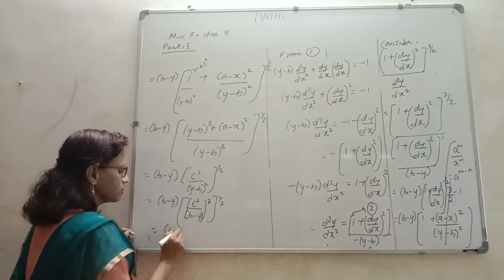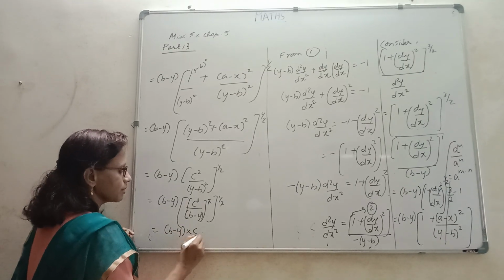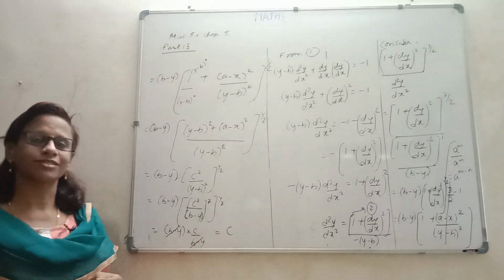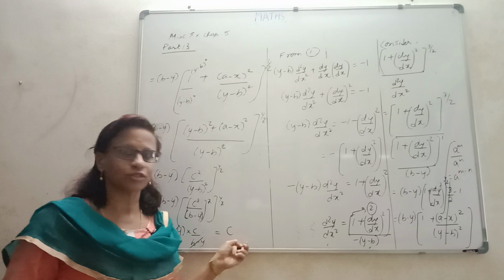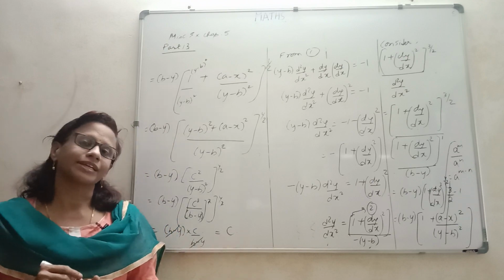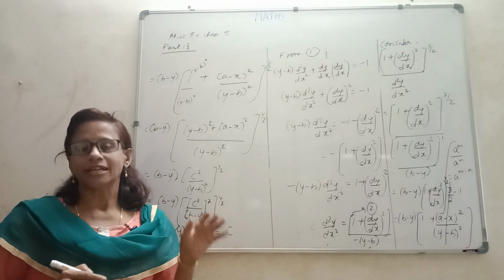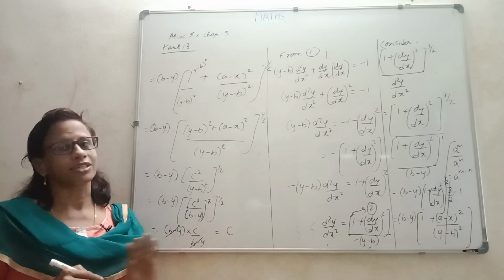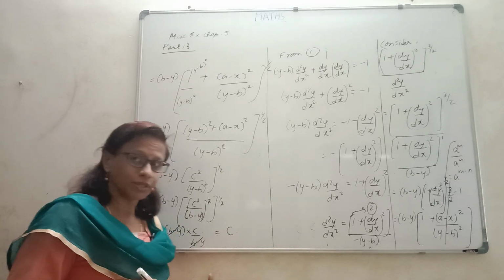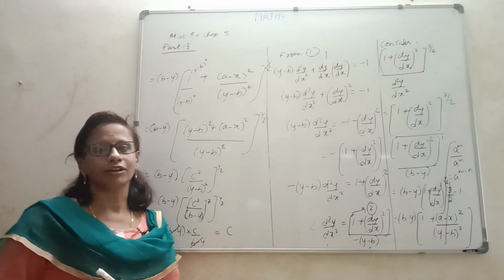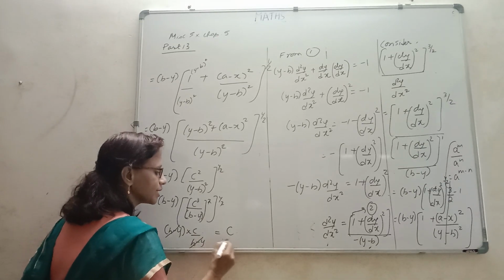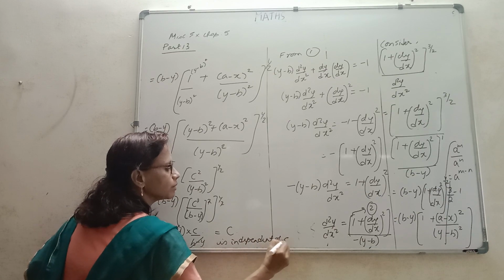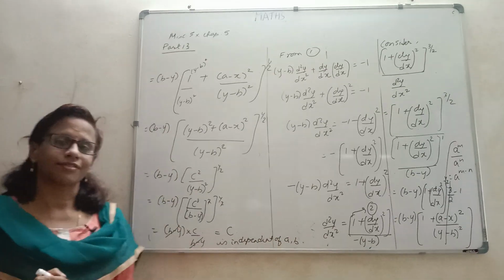You're left with b minus y into c by b minus y. B minus y is cut. You're left with c. So that's independent of a and b. There's no a and b there. The question is that when you solve that expression, you should get an answer which does not have a and b. And that's exactly what has happened. You have got the answer as c, which does not have a and b. So you conclude that it is independent of a and b.